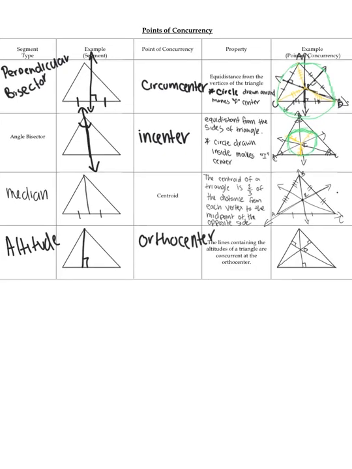Alright, so for the orthocenter, it says the lines containing the altitudes of a triangle are concurrent at the orthocenter. So obviously we're talking about orthocenter, and an altitude is basically a line that goes from the vertex, and it's perpendicular to the opposite side. So here's an example of how an orthocenter looks within a triangle.